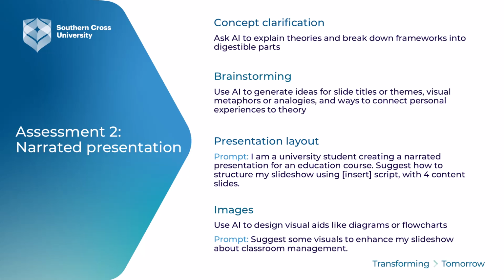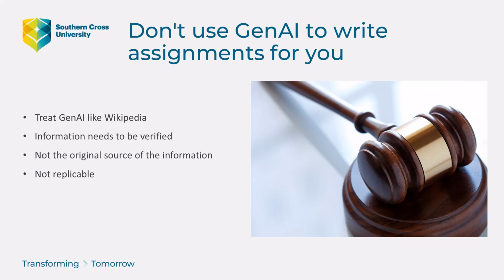Assessment Item 2 is also labelled as a Level 2, meaning that you can use GenAI tools for purpose-specific uses. To help with your narrated presentation, you could also use GenAI to clarify concepts, brainstorm ideas for your slide titles or themes, ask it to suggest a presentation layout, or use AI to design visual aids such as diagrams or flowcharts to enhance your presentation.